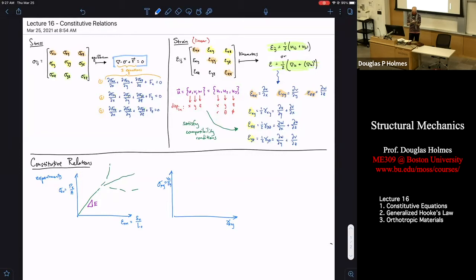Over your cross-sectional area. And we'll get some other relationship here, and this is going to be given a different proportionality constant, which would be capital G. And so you start writing down things and you say, well, okay, my stress in the X direction is related to E times my strain in the X direction, or my shear stress is related to another proportionality constant times my shear strain in that direction.